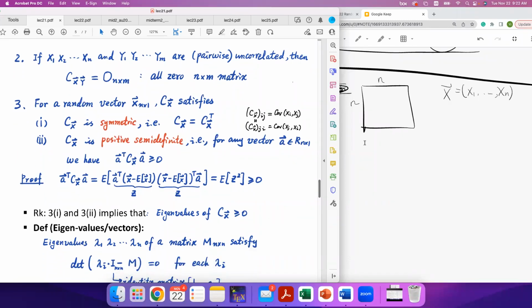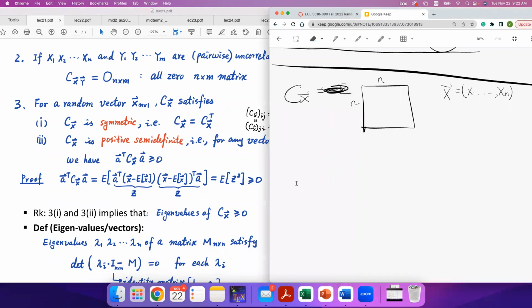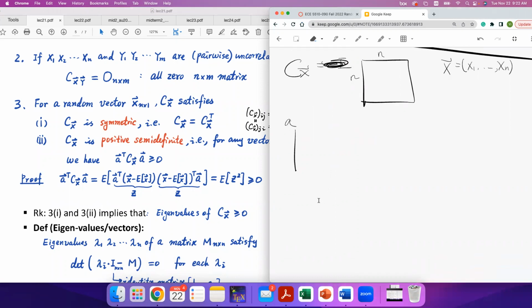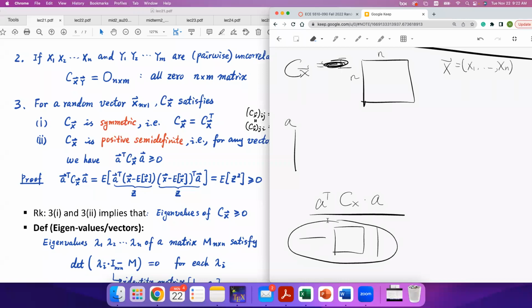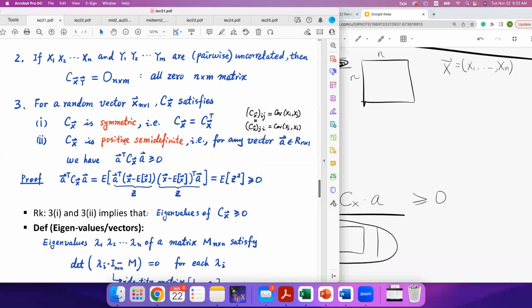Positive semi-definite means that if I pick any column vector A, and I do A transpose CX times A, right? This is a number because A transpose is a row vector, CX is a square matrix, A is a column vector. So with matrix multiplication, this is a number. Right? This number is always non-negative for any arbitrary vector A. If this holds, we call it positive semi-definite.